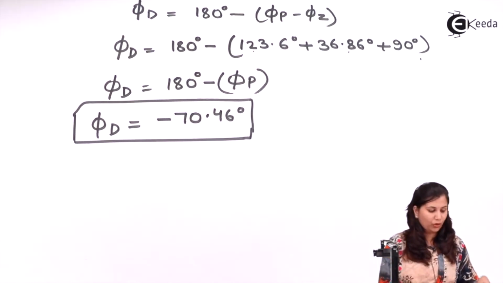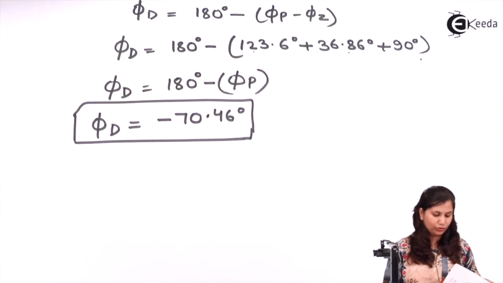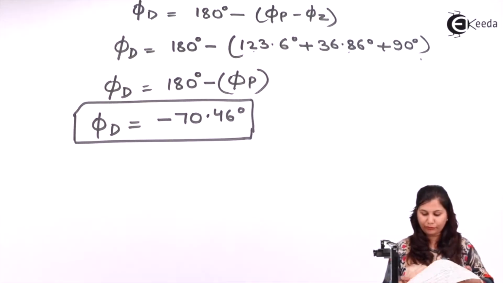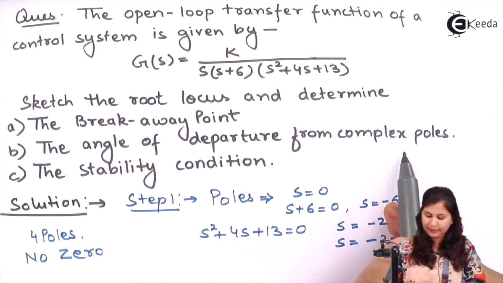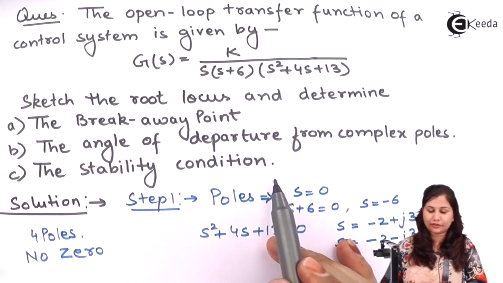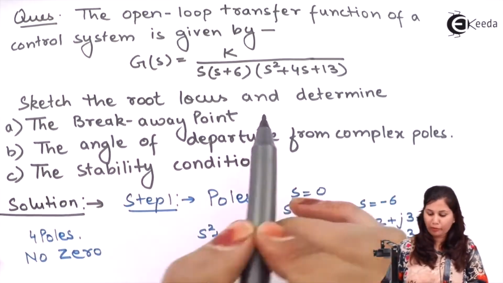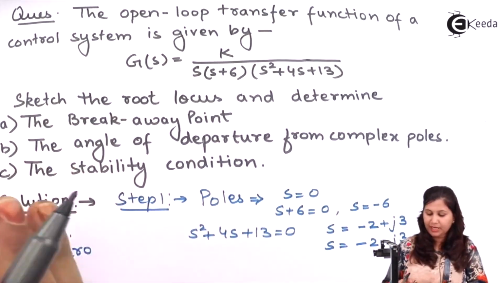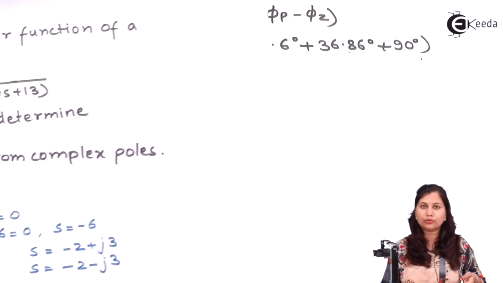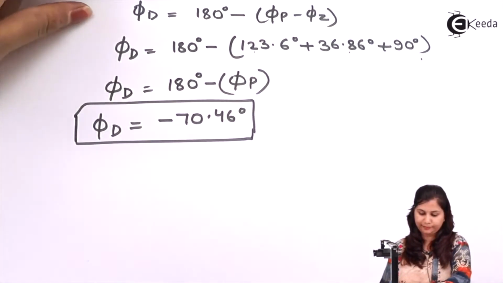So our question was to sketch the root locus, and also we have to find out the breakaway point, the angle of departure from the complex pole, and the stability condition. We have obtained the breakaway point, angle of departure, and the stability condition. All we have obtained. Now let's sketch the root locus of this system.